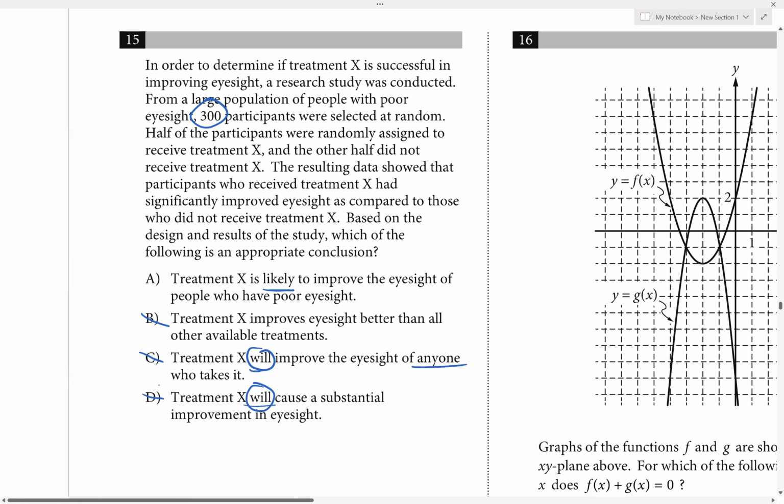All right, so our best answer is A, because A is a little bit more flexible compared to the other answer choices, but it also says it's likely to improve, which I also agree with given the result of our experiment. So overall, A is the best answer here for number 15.